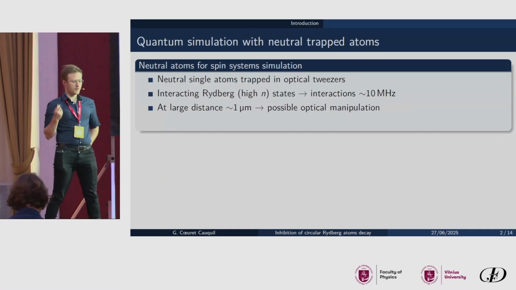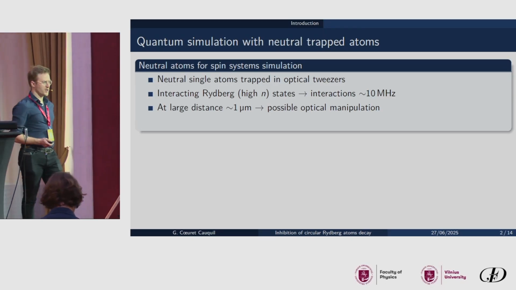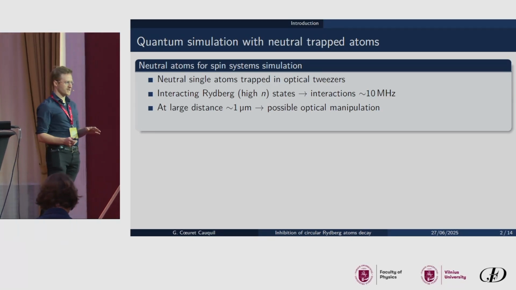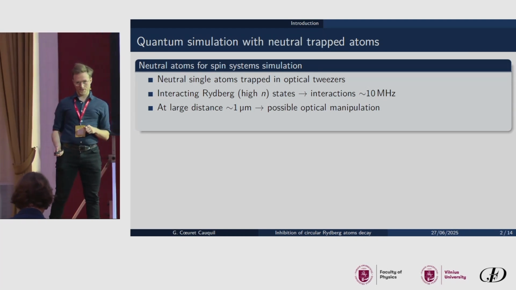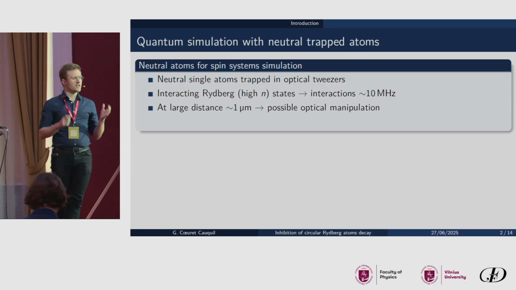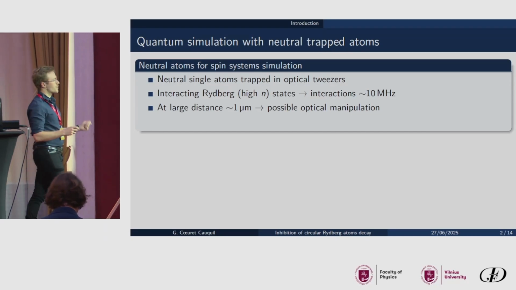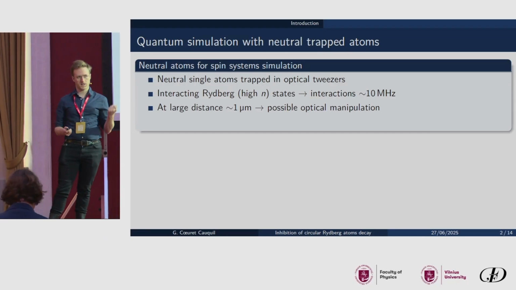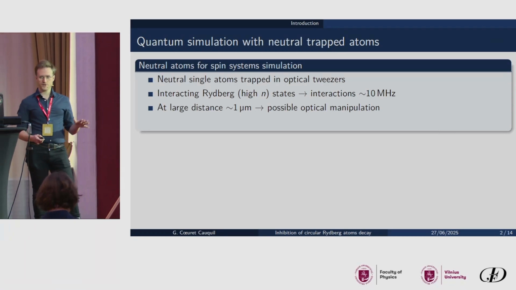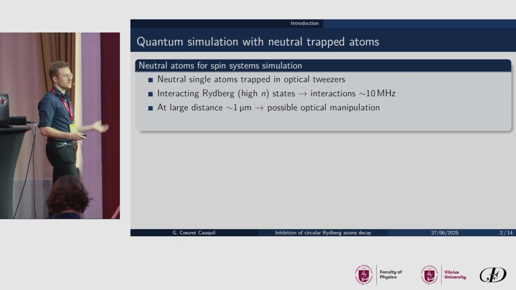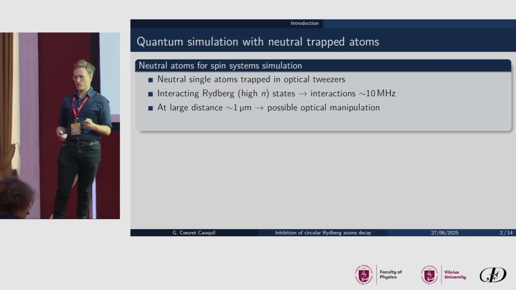To first introduce the big picture in which our experiment takes place, it's the context of quantum simulation using neutral trapped atoms. The usual experiments involve single atoms trapped in optical tweezers. And since neutral atoms don't have really strong interactions, the usual way to do it is to promote them to the Rydberg state, which is a highly excited state, in order to get stronger interactions, which could be of the order of 10 megahertz, even at large distances, the micrometer scale, which means that it allows for possible optical manipulation.